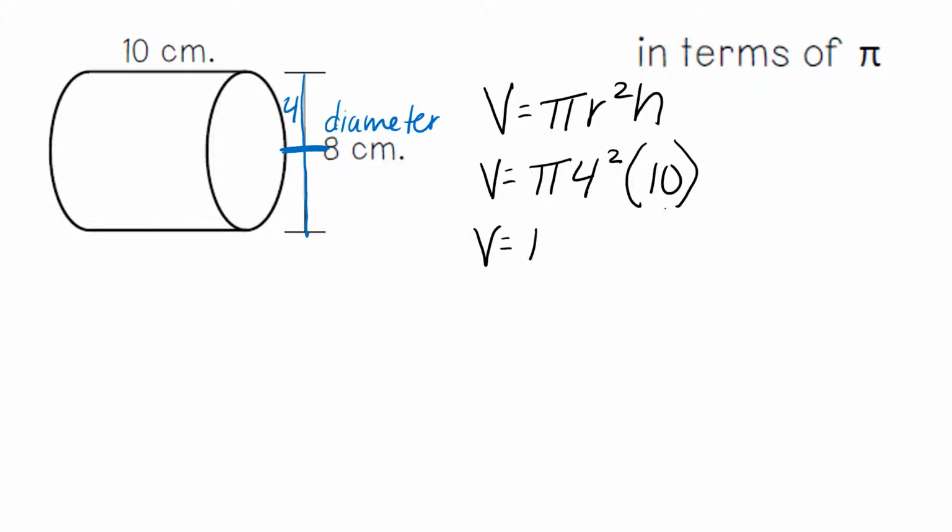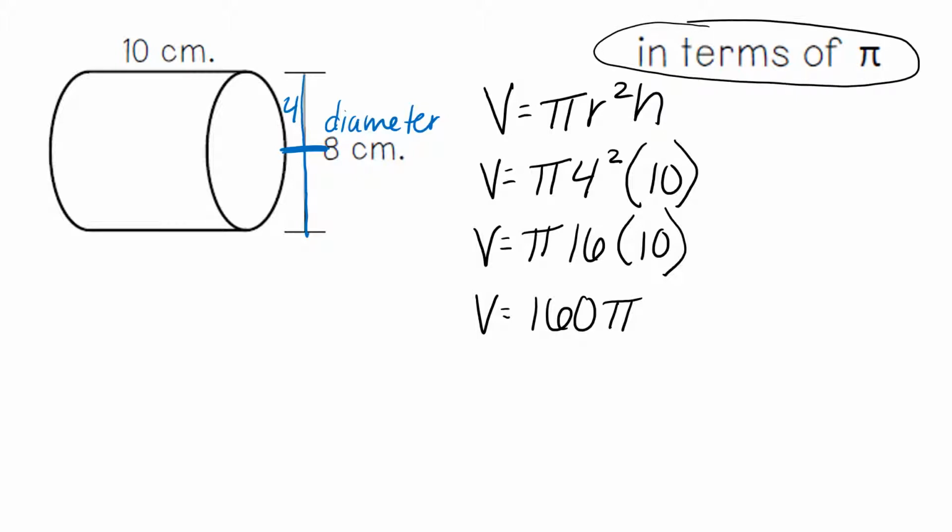When we solve the problem, we do 4 squared first. 4 squared is 16. Next, we're going to do 16 times our height, 10, which is going to give us 160. And these directions say to leave your answer in terms of pi, meaning the pi value is in the final answer. We do not multiply by 3.14. We do not multiply by 22/7 or the pi button. We leave the pi symbol in the answer, 160 pi.